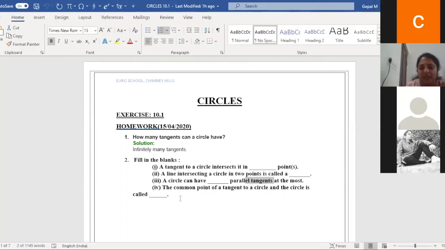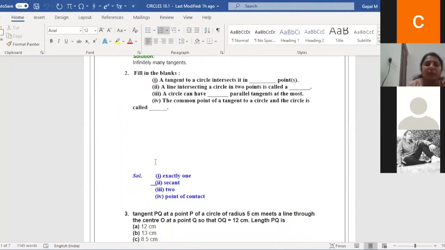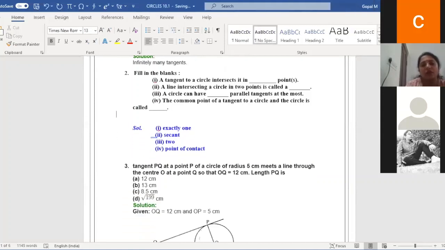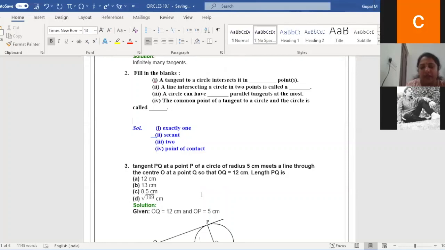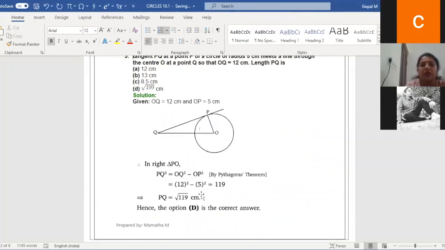These are the things we discussed yesterday when I gave you homework. And I told you to solve the third question. I told you not to just tick the answer, but to solve it and then write the answer. Am I clear, children? Yes, ma'am, I solved it.